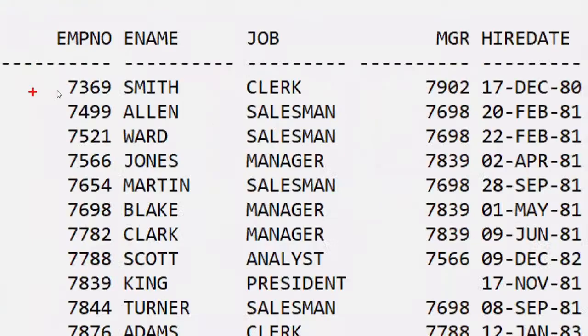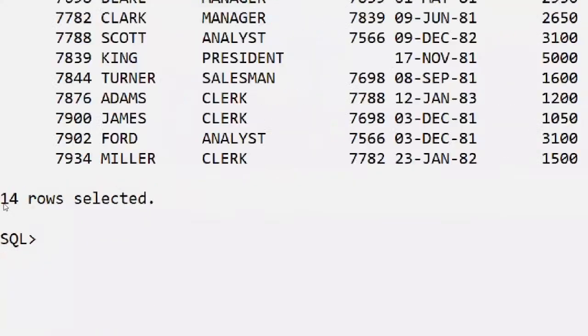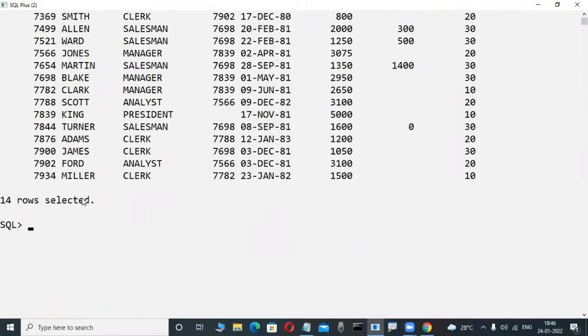How many rows are there? Check it out. 1, 2. These are called rows. Here, 14 rows are there. Okay, this is a big table. EMP is a table. Okay, fine.